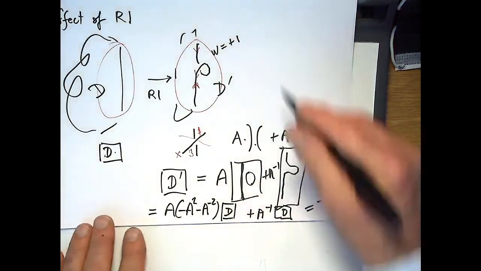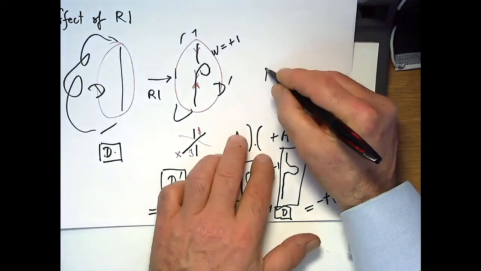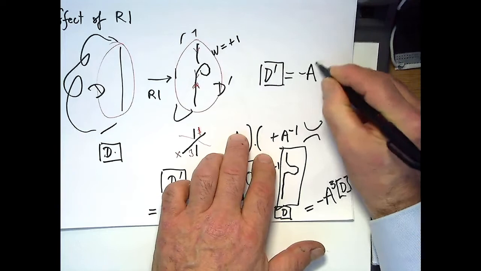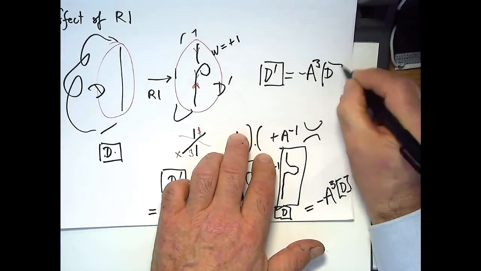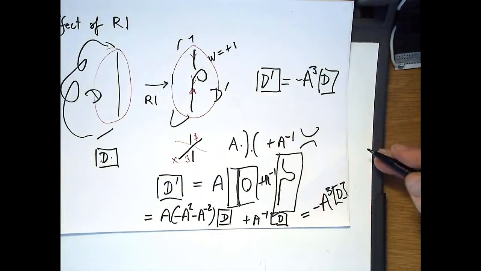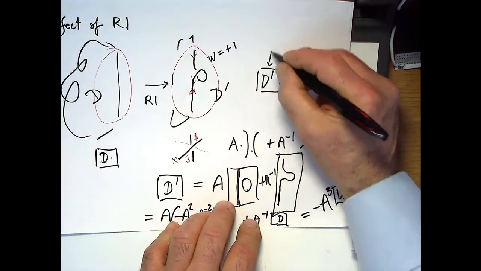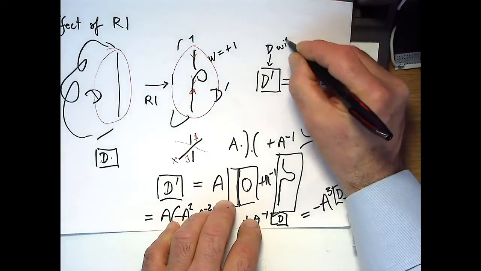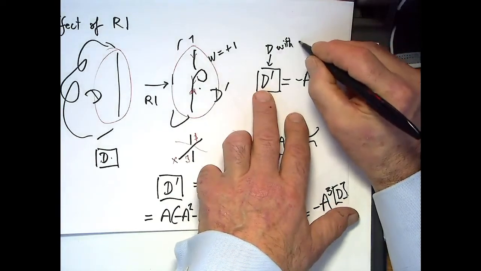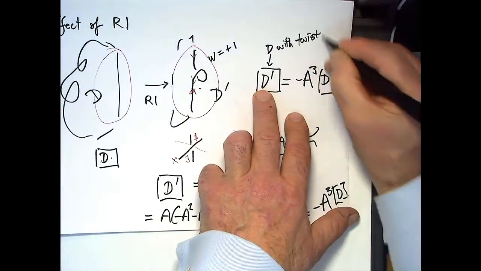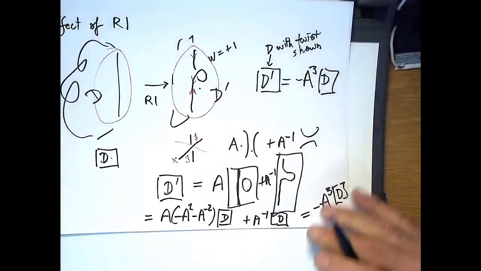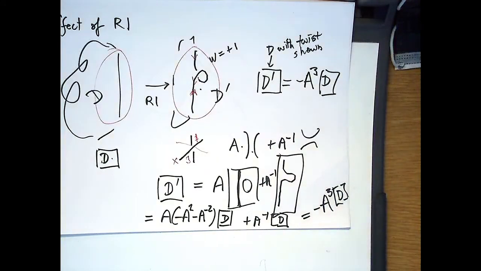So let me just copy that down here. The modified diagram after applying R1, its Kauffman bracket is minus A cubed times the Kauffman bracket of the original knot or link. That's after one twist. That's D with one twist, the twist as I've done it there. If I twist it the other way, I get A to the minus 3. Is that clear?